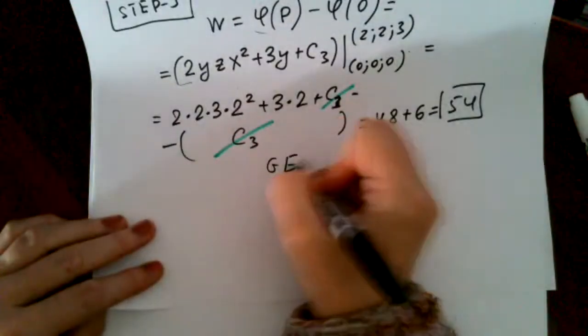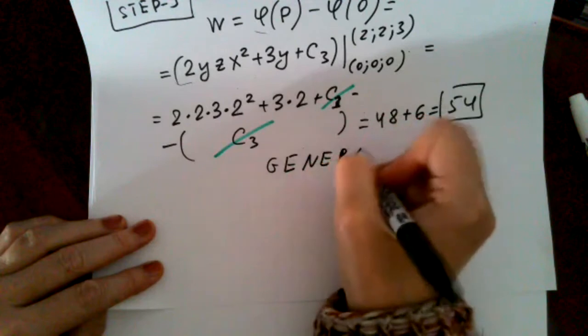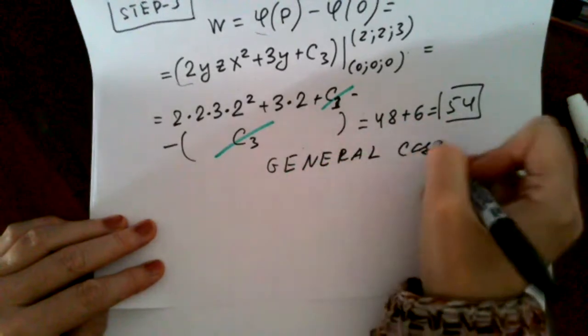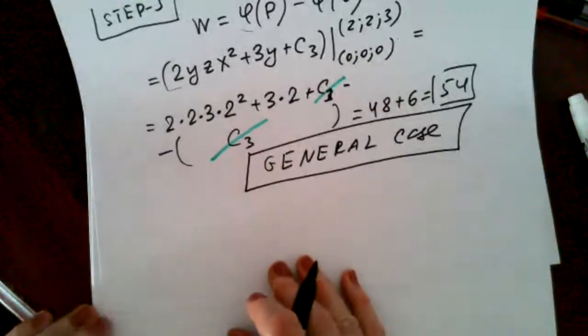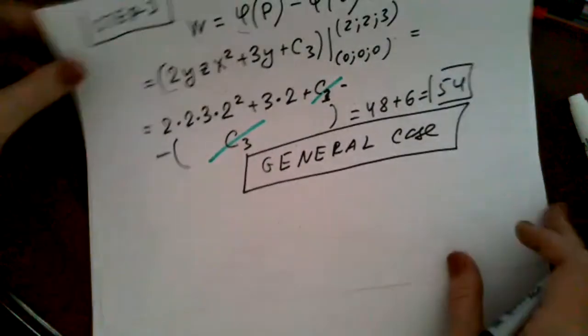So let's call it the general case. This was the nice case. And what techniques are used for the general case? You know what? I think that we need to draw another table, another little table, because it's always a good idea to organize all your information in one table.